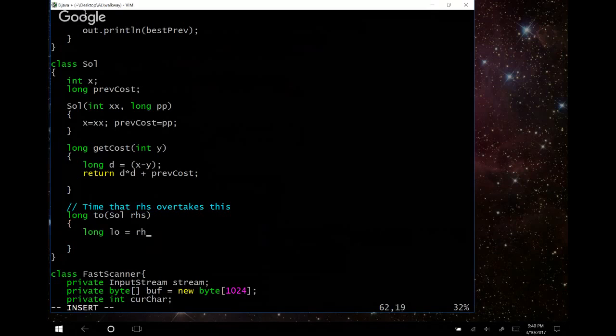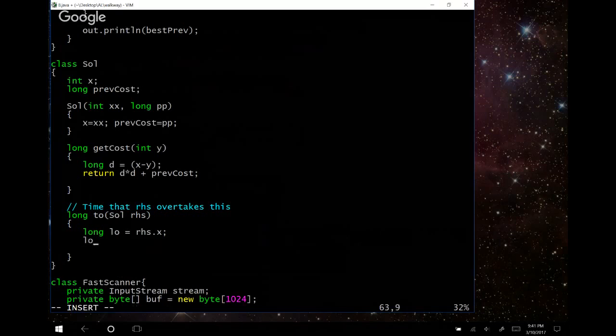So for my binary search, I'm going to start off with low as right-hand side dot x. What's the upper bound for when X overtakes Y? Well, I don't really know. It could overtake it a lot later. I could use something close to long max value, but I might overflow. If I use integer max value, I'm not sure that's when it overtakes it. So when I get in these situations, sometimes I write my binary search a little differently. I write my binary search to start at the right-hand side dot x.